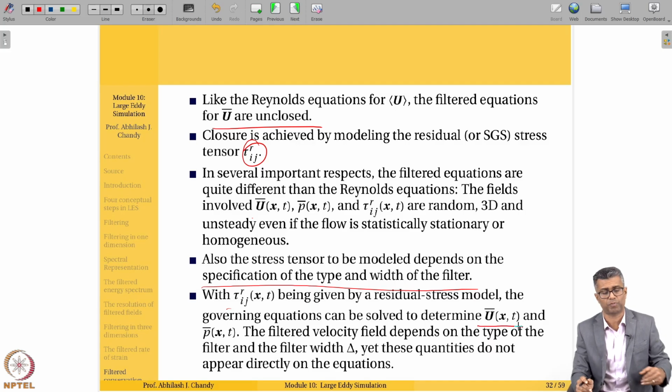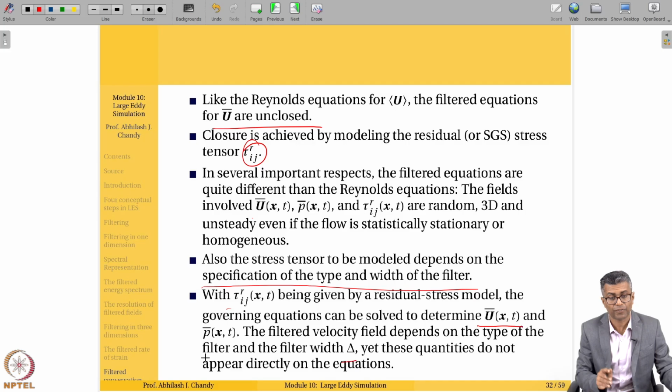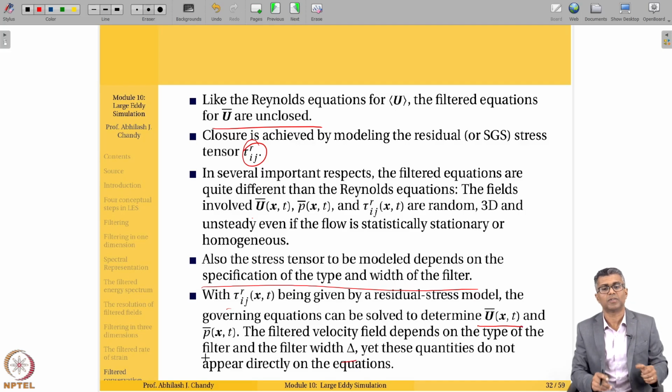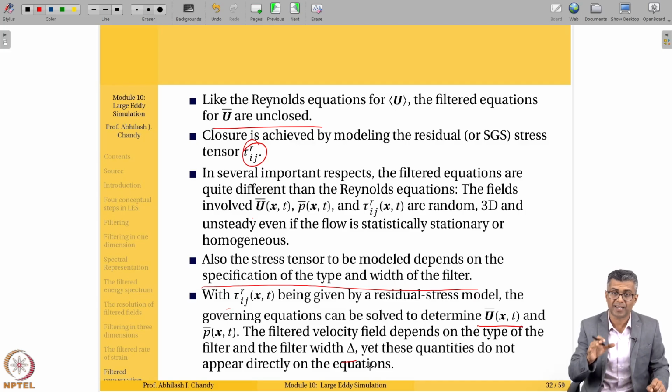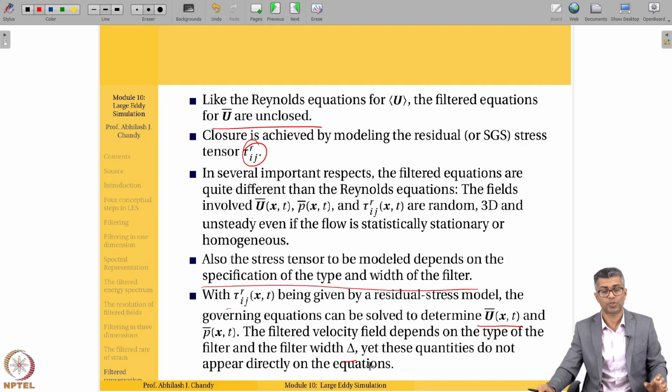Of course, P bar comes from the Poisson equation. The filtered velocity depends on the filter width, delta, and the type of filter, isn't it? You will see that the velocity actually depends on these quantities. But in spite of that, these quantities do not directly appear in the equations. That is because it comes in the specification of tau ij small r, which we'll see later on, in how we apply the subgrid scale model. So I hope this is clear.